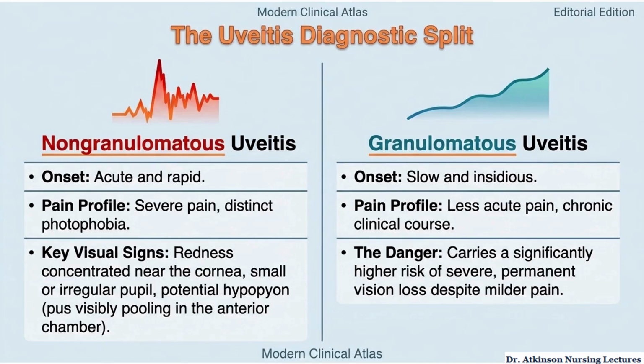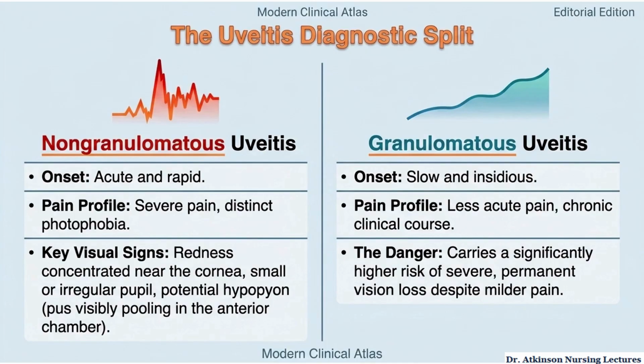Two types of uveitis with very different clinical presentations. Non-granulomatous uveitis, acute and rapid onset. The patient comes in with severe pain and distinct photophobia, redness concentrated near the cornea, that's the ciliary flush pattern, and blurred vision. On exam, you see a small or irregular pupil from iris spasm and possibly hypopyon, that's pus visibly pooling in the anterior chamber as a white fluid level. That hypopyon is a dramatic finding you won't miss. Non-granulomatous uveitis is loud. It announces itself.